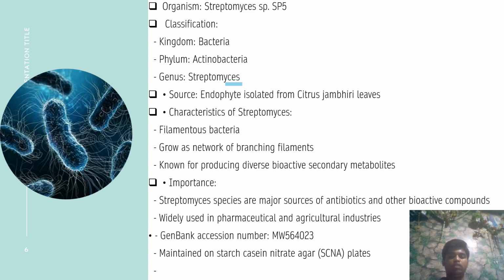The cultivation was mainly done on starch casein nitrate agar plates, and the spores were preserved in 20% glycerol at minus 20 degrees Celsius for long-term storage. For metabolite production, it was grown in starch casein nitrate broth at pH 7 at 28 degrees Celsius under shaking conditions of 180 rpm for 5 days. It basically produced antimicrobial metabolites effective against drug-resistant bacteria and fungal phytopathogens.